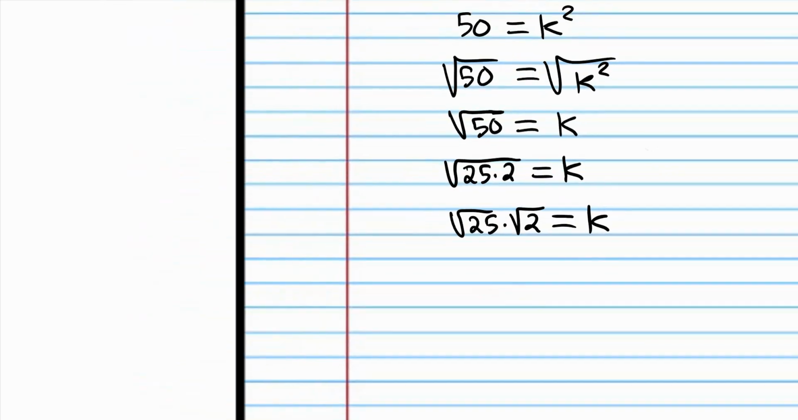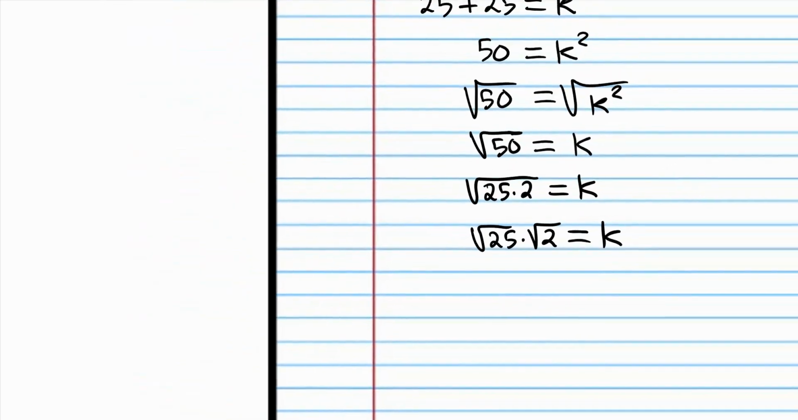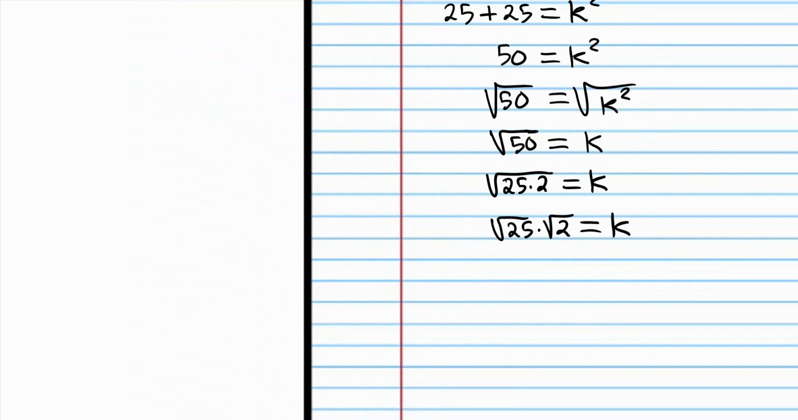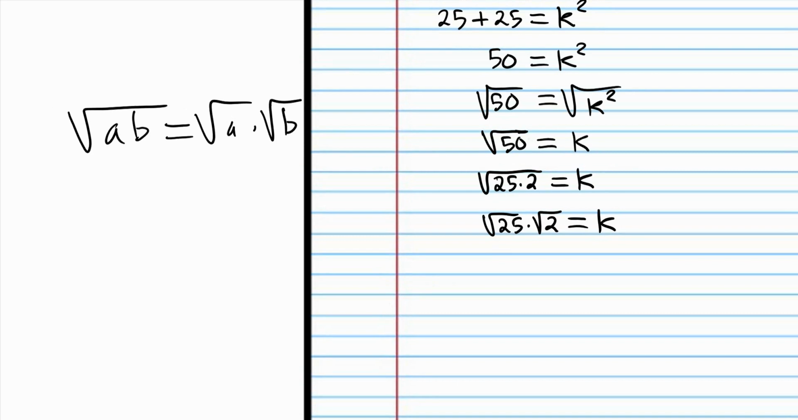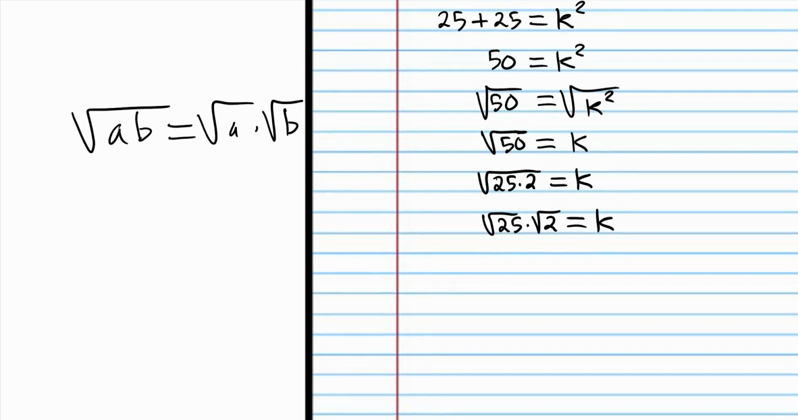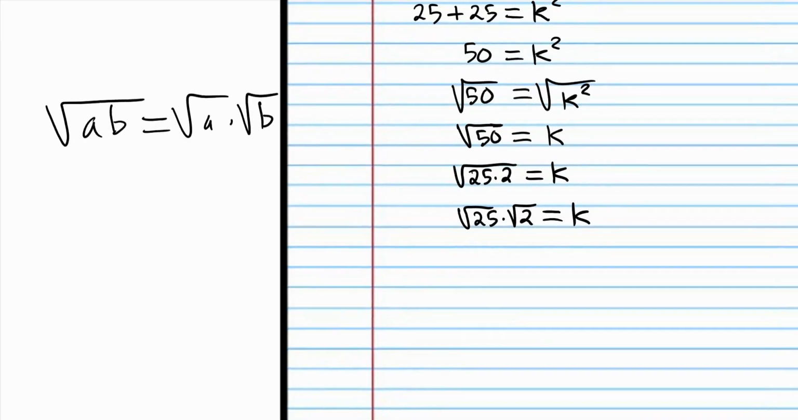Now you're probably thinking, I don't understand that. How can you do that? That's not correct. You can't do that. I don't get it. Well, remember, you learned in my previous class, root a times b is equal to root a times root b.